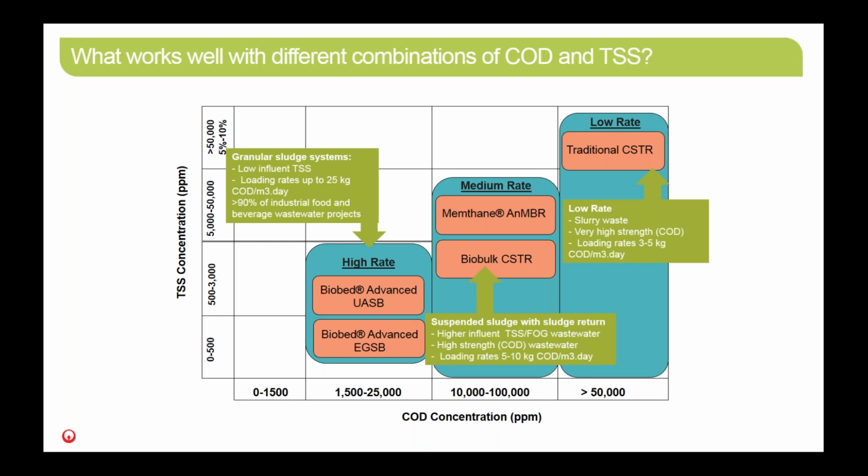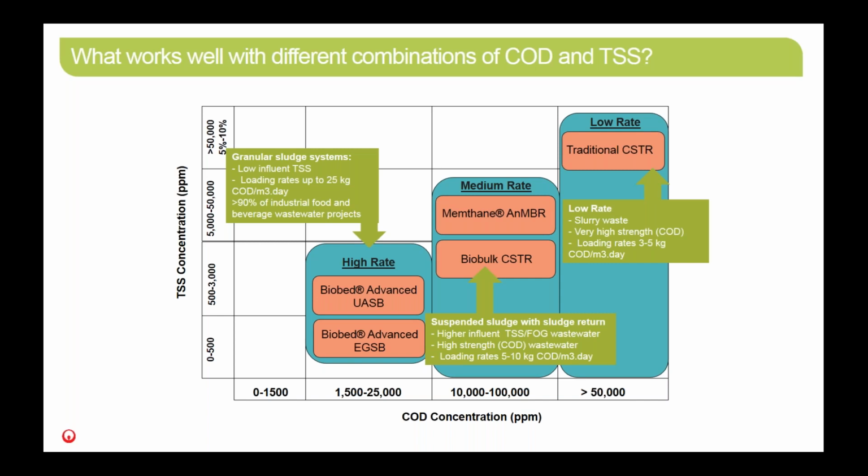Both of the medium rate technologies use sludge recirculation, so that allows the HRT of the system to be decoupled from the SRT. You can have an HRT, the hydraulic retention time of the system, be as low as 1 to 2 days, but your sludge retention in the system might be as high as 25 to 50 days. So that's what allows you to get your destruction of suspended solids and FOG in those systems.